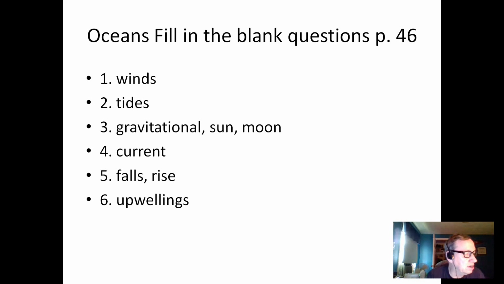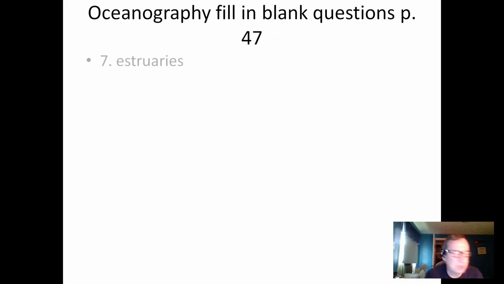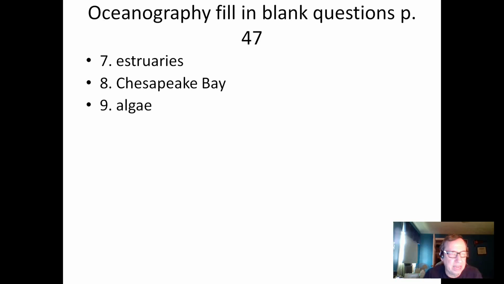Number 7, areas where fresh and salt water mix are called estuaries. Probably the most famous example is right here in Virginia, which is the Chesapeake Bay. Number 9, important source of atmospheric oxygen. We've already covered that in the atmosphere unit, is algae. It was the algae that terraformed the deadly early atmosphere of the Earth into the one that we can breathe today. Number 10, the oceans are an important source of food and minerals.